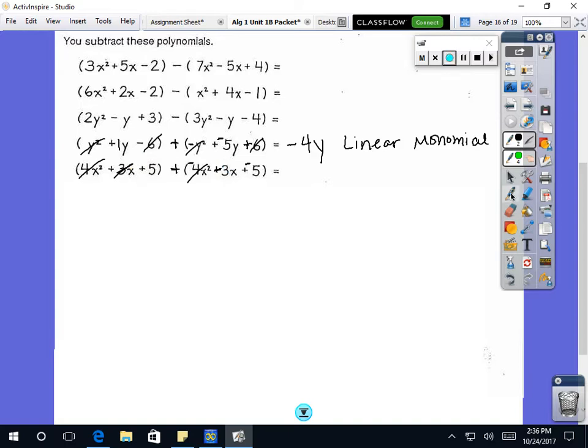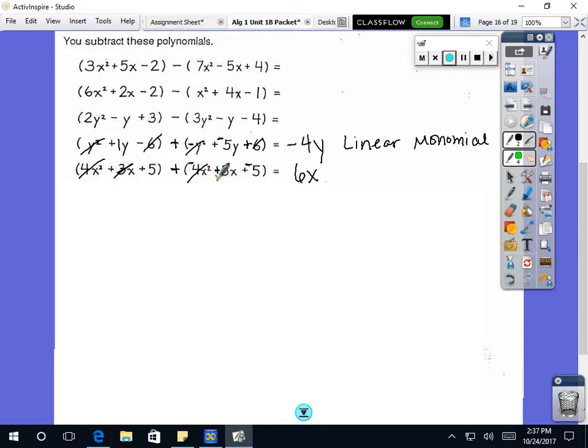Wait, is that a negative? Let me look at my sign. Oh, okay, it becomes a positive. So, yeah, it's 6x. Okay, and then 5 plus 5. Did I erase that one too? That's a plus, so that becomes a negative. Yeah, I accidentally erased it on the other one.